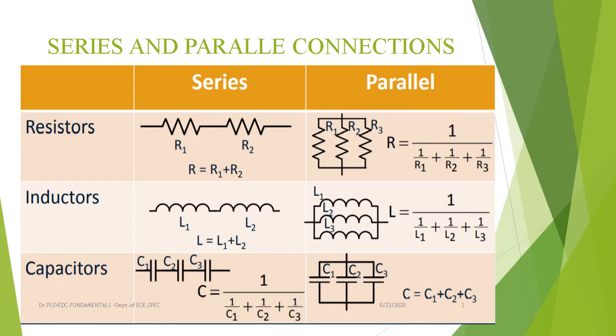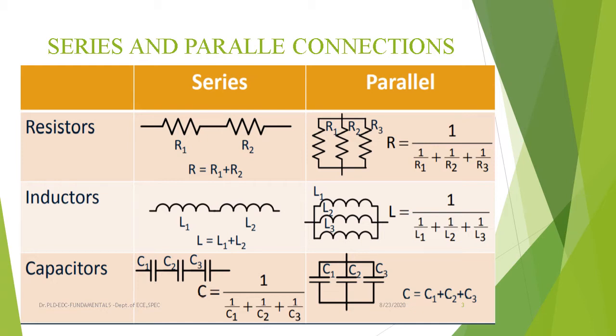Coming to the connections of these passive components in series and in parallel, how do we calculate the equivalent resistances, capacitances and inductances? Let us see the first case: two resistors R1, R2 connected in series. The equivalent resistance is the sum of these two components, R equals R1 plus R2. Similarly, if these resistors are connected in parallel, the equivalent resistance is given by 1 by R equals 1 by R1 plus 1 by R2 plus 1 by R3.